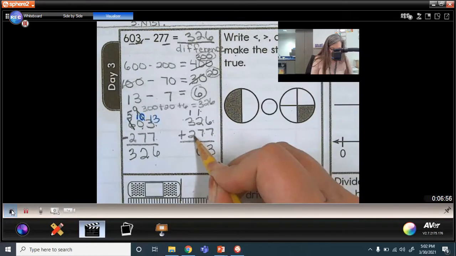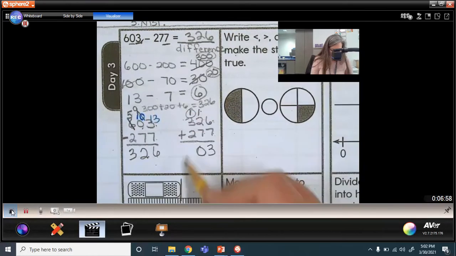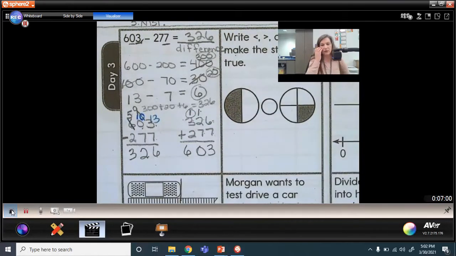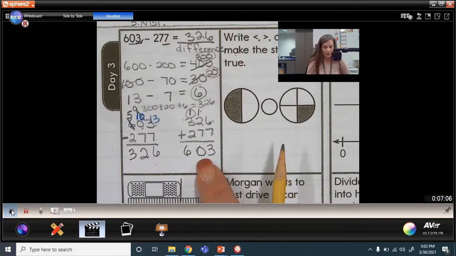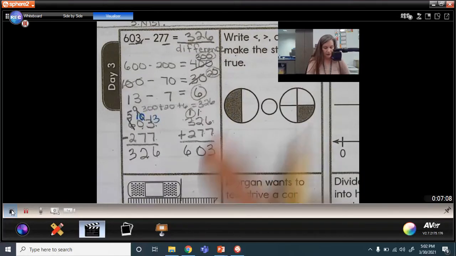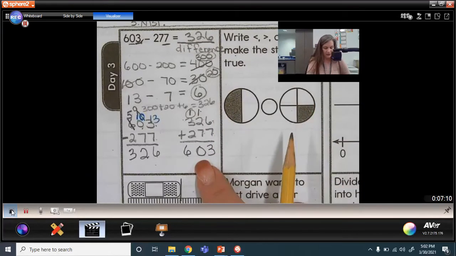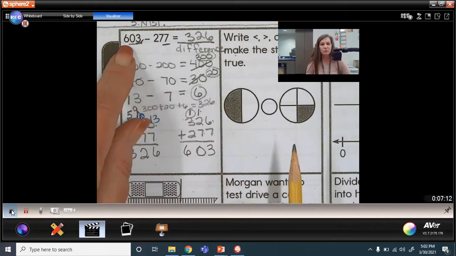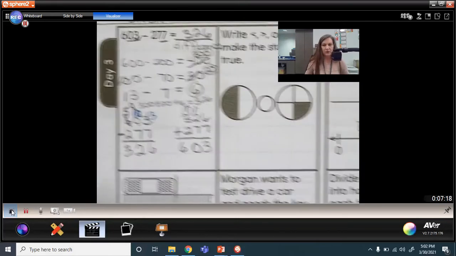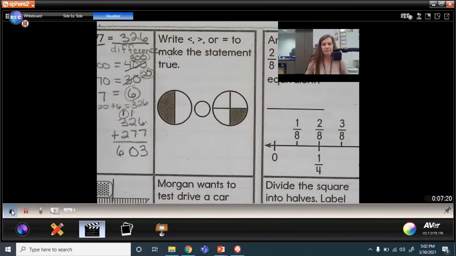300 plus 200 is 500. Plus one more 100 is 600. 603. So that means I did my subtracting correctly if it comes back out to the addend. Or when I take these addends and add them back together, it gives me my total, which was 603. Okay? Now, let's take a look at our next problem.